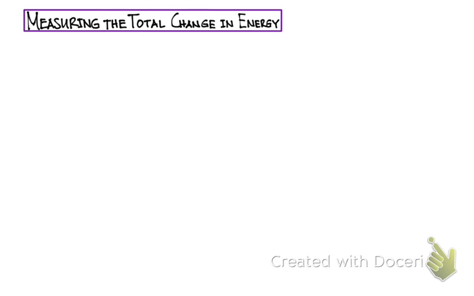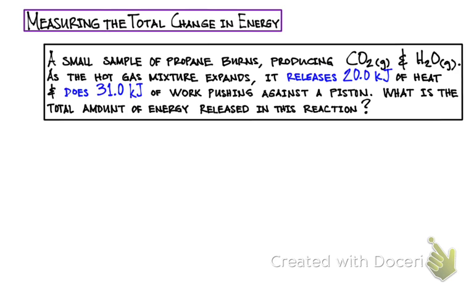Let's look at some examples here and apply the concept. A small sample of propane burns, producing carbon dioxide gas and water, or water vapor. As the hot gas mixture expands, it releases 20 kilojoules of heat and does 31 kilojoules of work, pushing against a piston. What is the total amount of energy released in this reaction?